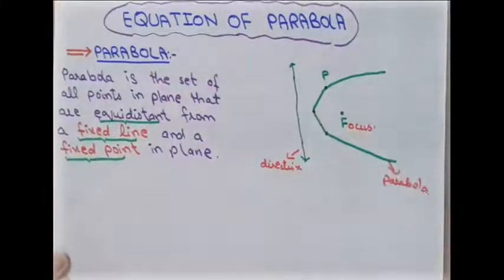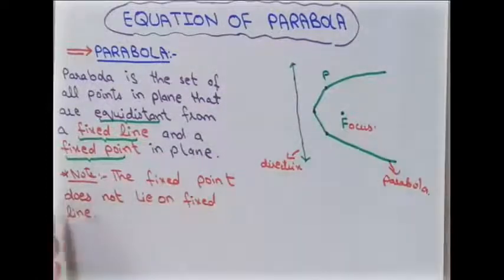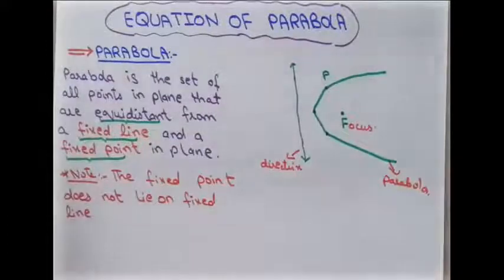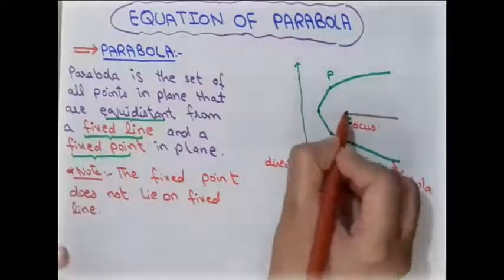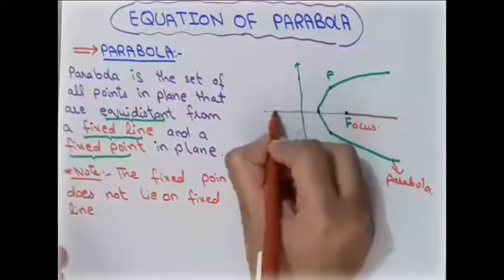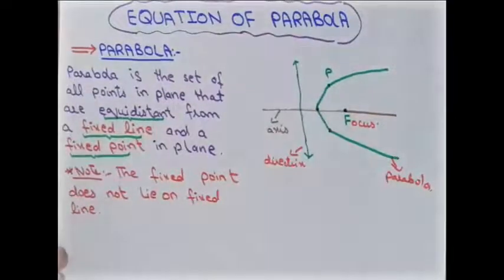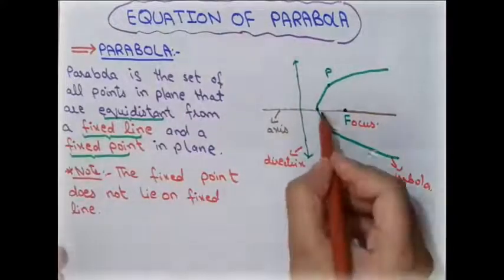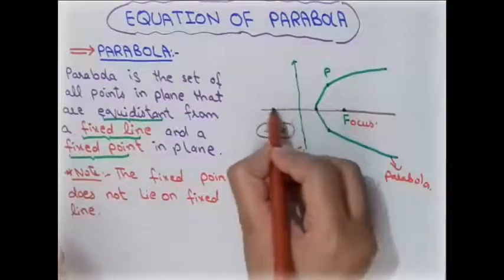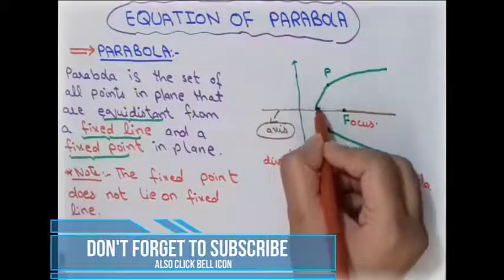This is a parabola. The important thing is that the fixed point, the focus, does not lie on the fixed line, the directrix. The straight line passing through the focus and perpendicular to the directrix is called the axis of the parabola, and the parabola is symmetric about this axis. Where the parabola meets or cuts the axis is called the vertex.